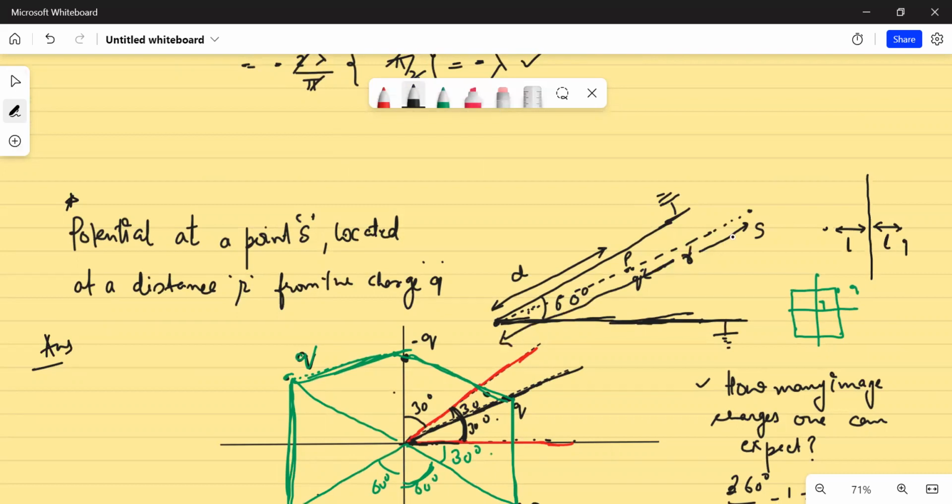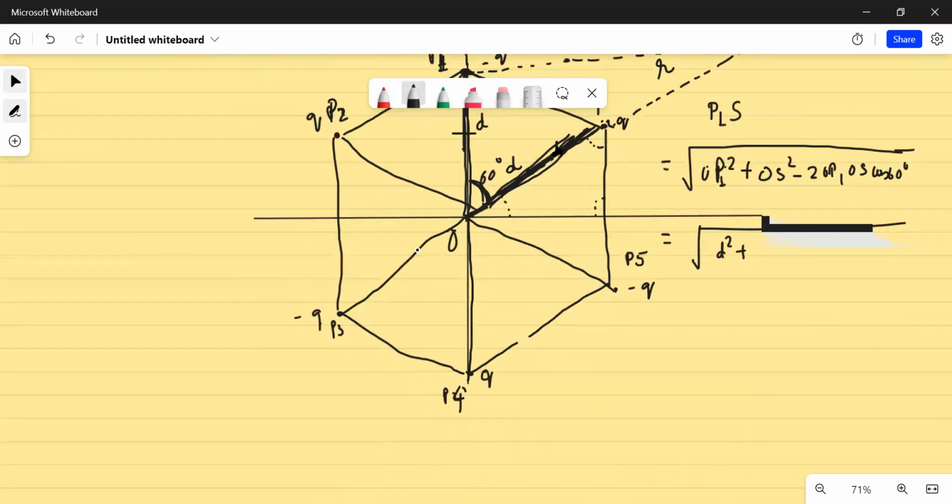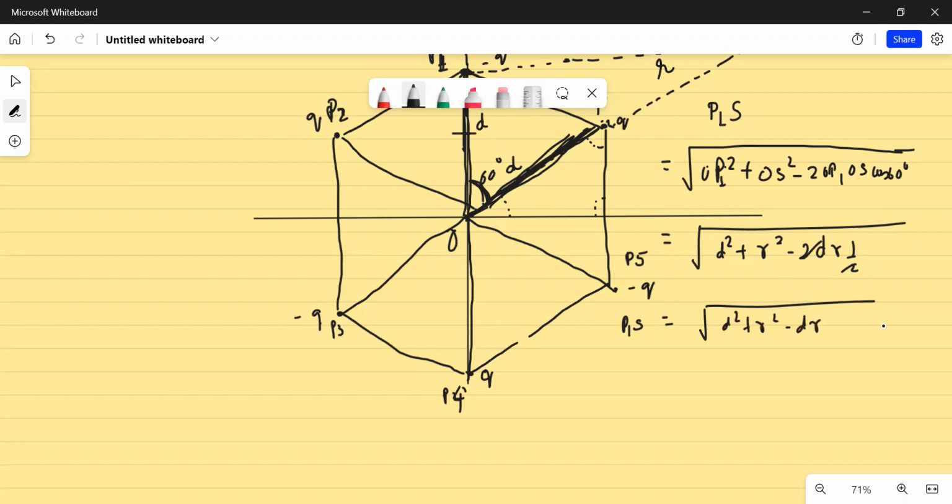Okay, this is d, no problem. Otherwise it would be two d, and the answer would differ slightly. So what I want is, let us take this as r. So this will be minus 2 dr cos 60, which is half, I think. So this will be like this. So this will be P1S. So your P1S will be root over d squared plus r squared minus d, right? Is that fine? Yes, sir.